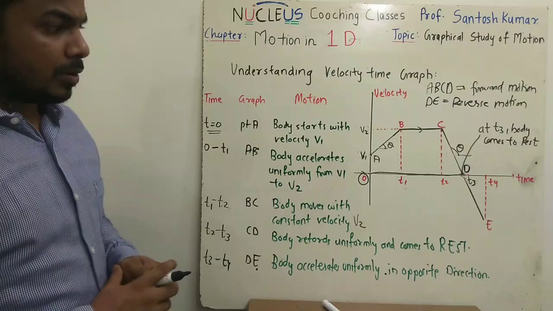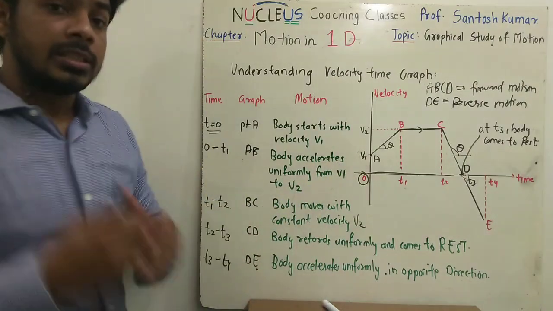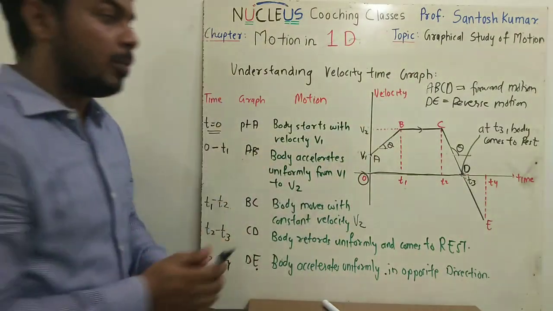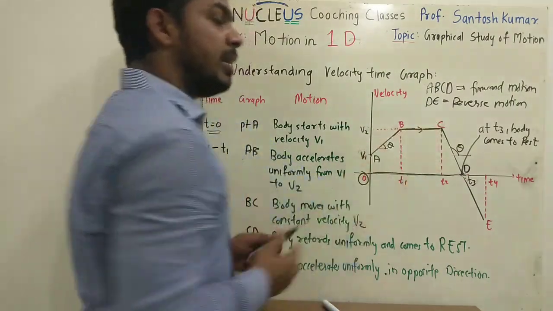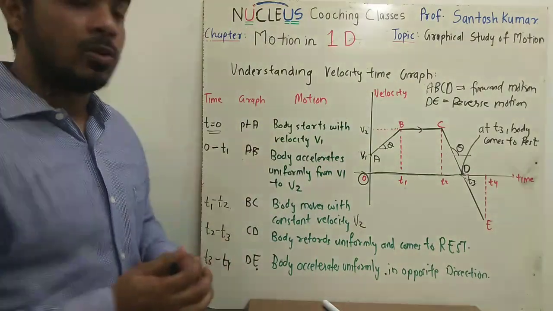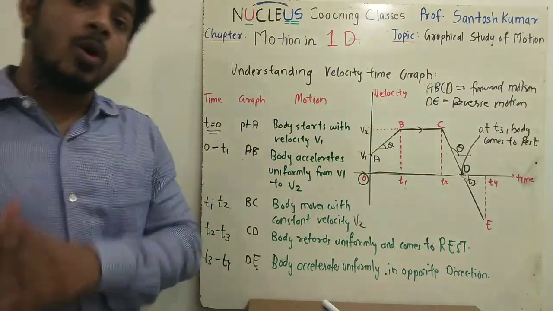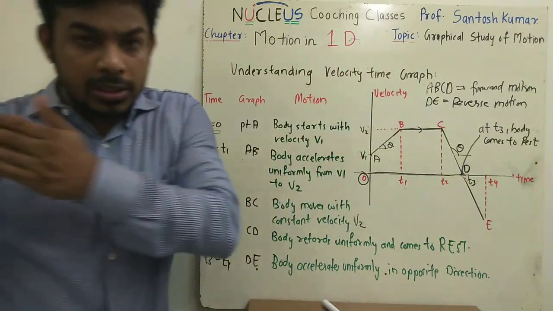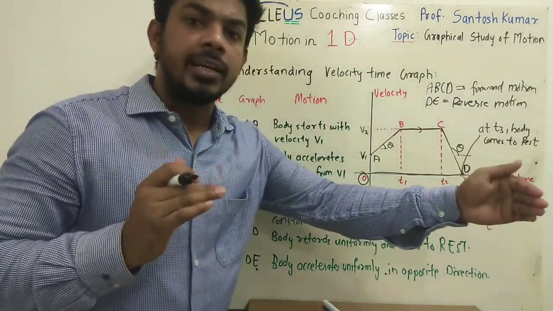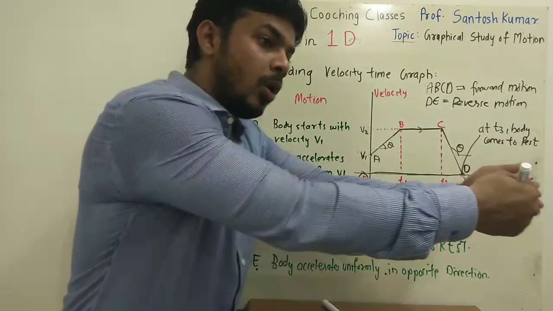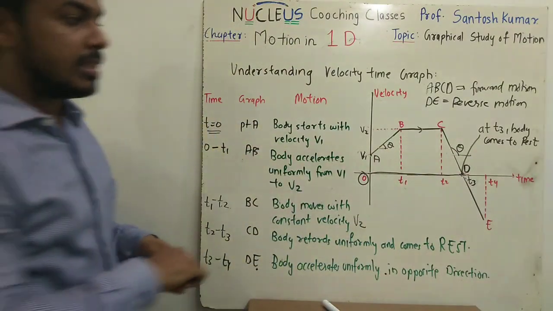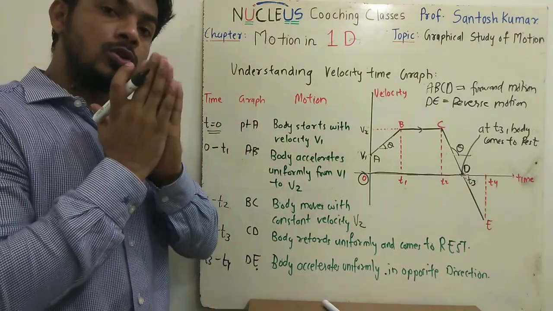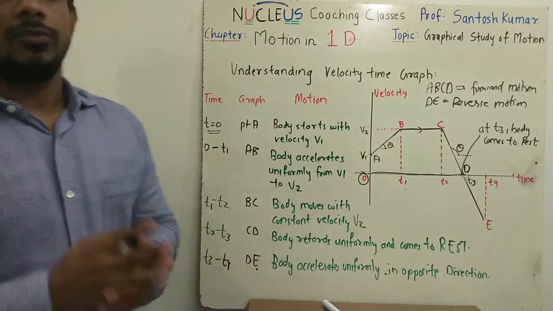So again I will tell you the graph. At point A, the body starts with velocity V1. From the region A to B, the body accelerates uniformly till V2. In the region BC, the body is moving with uniform velocity V2. In the region CD, the body is now retarding and comes to rest. So A, B, C, D indicates that body is still moving in the forward direction. At D, it comes to rest. Now after D, the body starts moving in the opposite direction, now with uniform acceleration. So this graph will help you to solve so many numericals based on velocity time graph.